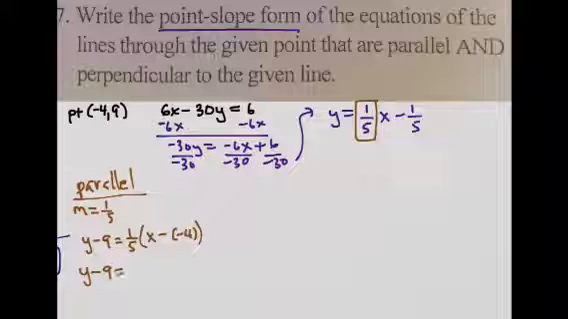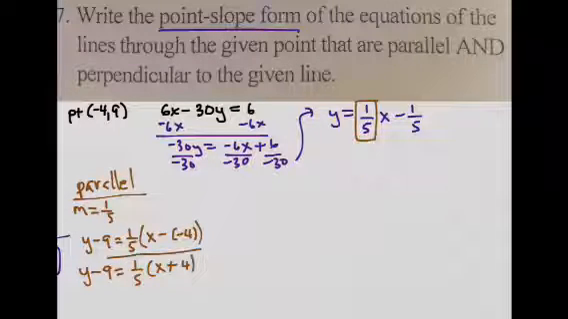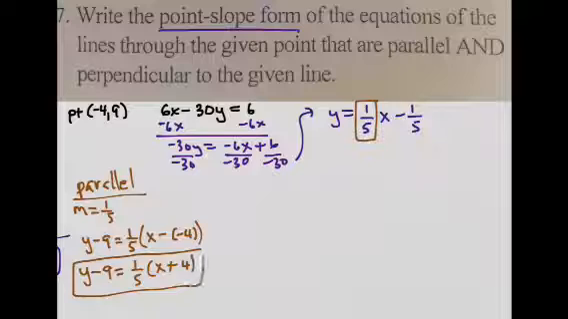y - 9 = 1/5(x + 4). Now, if they wanted the equation in slope-intercept form, then you would solve for y. If they wanted it in standard general form, you would bring it back to this form right here. Okay, but since they said point slope form, you're done right here.